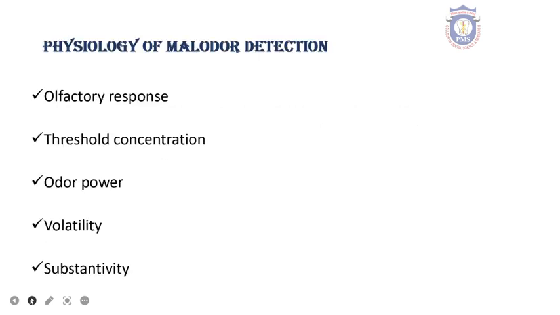So, physiology of malodor detection. It can be detected by olfactory response, depending on the threshold concentration of the chemical substances that are contributing to the development of halitosis, their odor power, the volatility of the compound, as well as its substantivity.